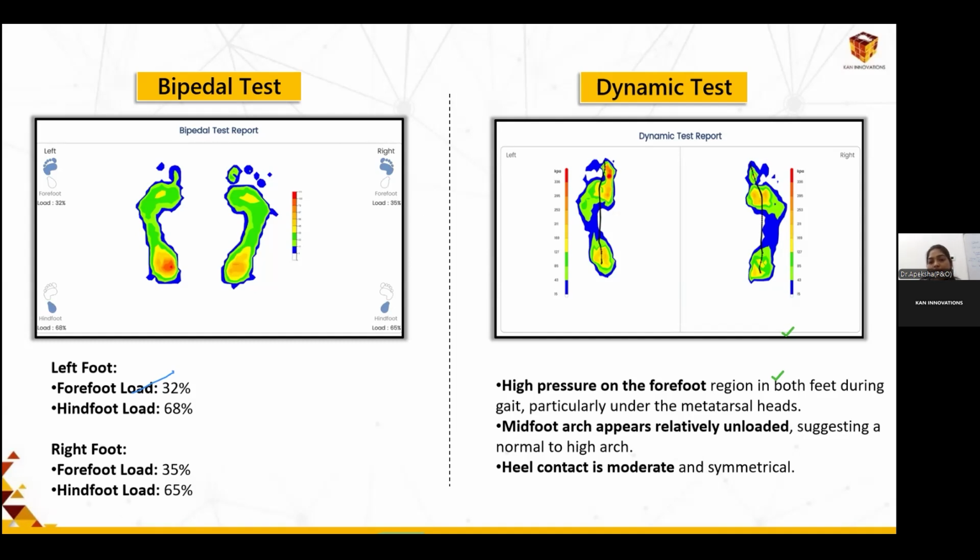Now, on the dynamic side, we can clearly see high pressure on the forefoot region on both feet, particularly under the metatarsal heads. In the midfoot, the arches appear relatively unloaded and suggest normal to high arches. We can clearly see the curve, and the heel contact is moderate and similar.